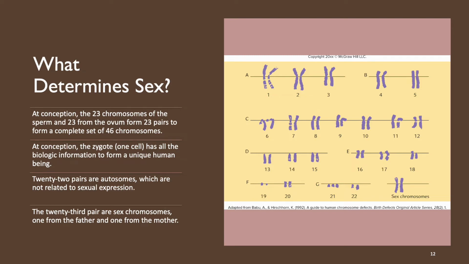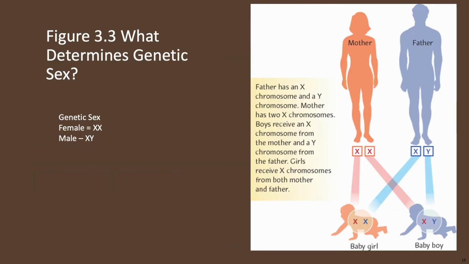22 pairs are autosomes, which are not related to sexual expression. The 23rd pair are sex chromosomes, one from the father and one from the mother. Let's talk about that a little more. Figure 3.3 in your textbook will show you what determines genetic sex.